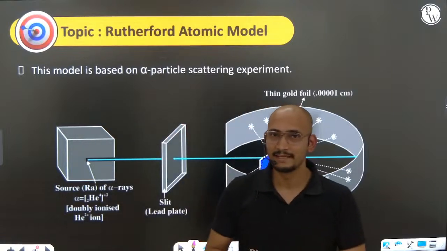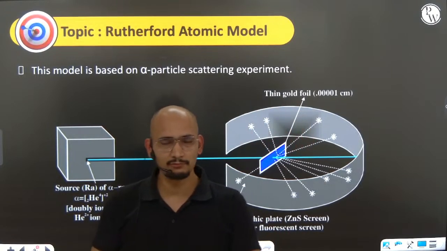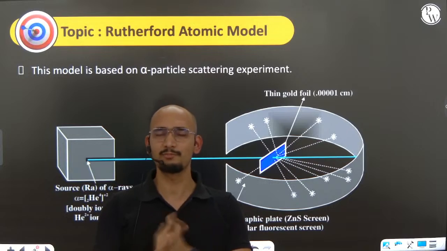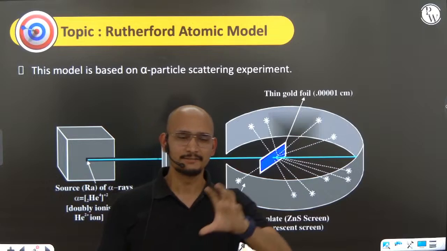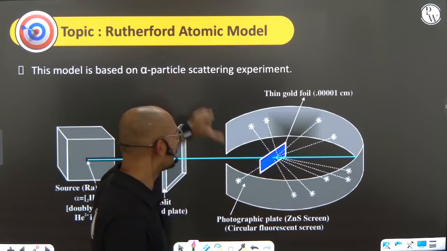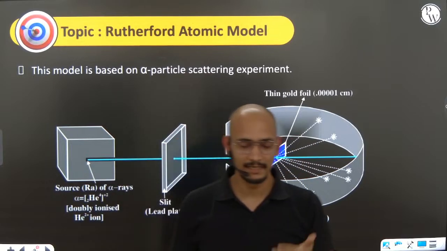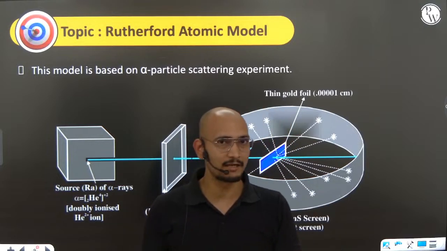Next, Rutherford's atomic model. Was Thomson's model correct or not? No, of course, Thomson's model was very wrong. So to explain something more, Rutherford's atomic model came. How did it come? Basically, he did the gold, as everyone knows, alpha particle scattering experiment.